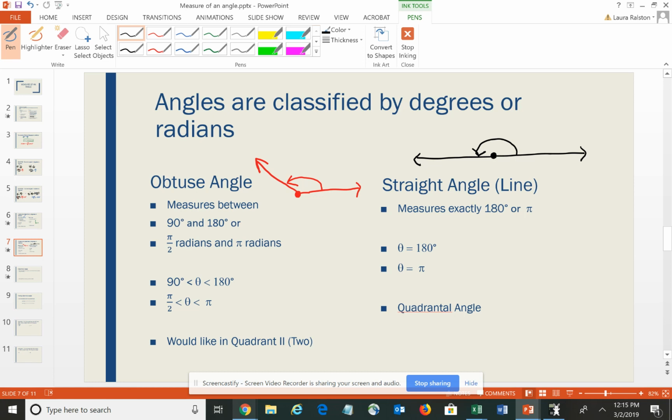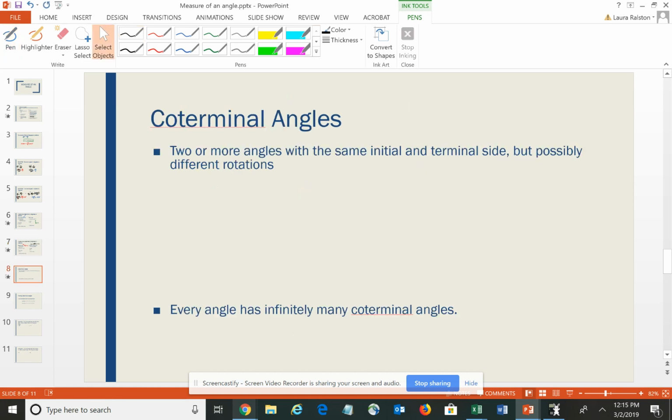Now, as I mentioned, sometimes working with those negative angles or angles that are greater than 360 degrees can be challenging and awkward. And so one of the ways that we combat that problem is we use what are called coterminal angles. Coterminal angles are 2 or more angles with the same initial side and the same terminal side, but possibly with different rotations.